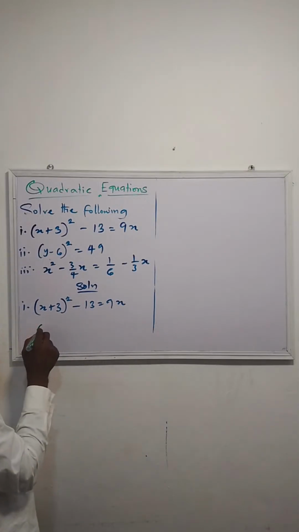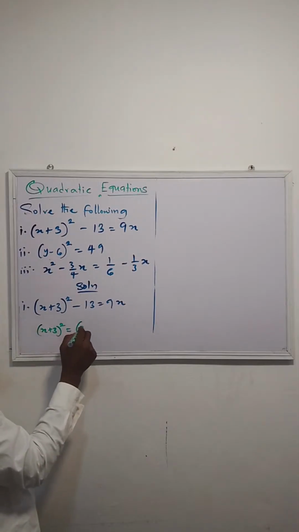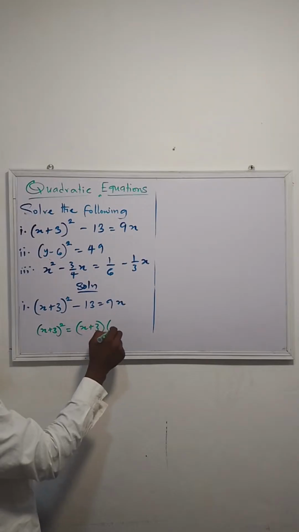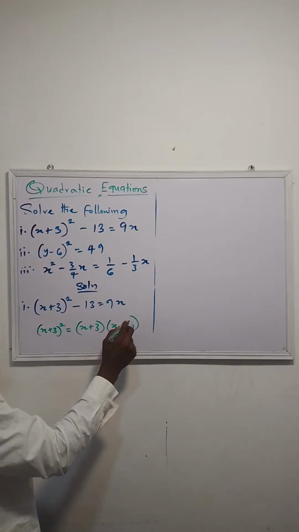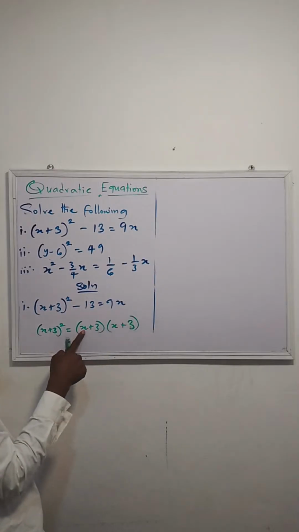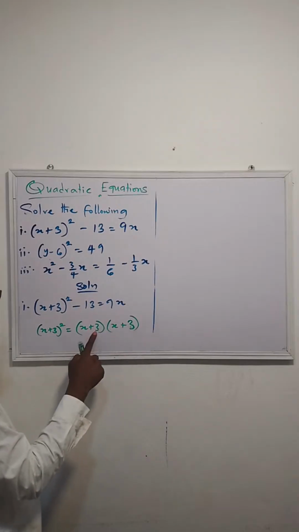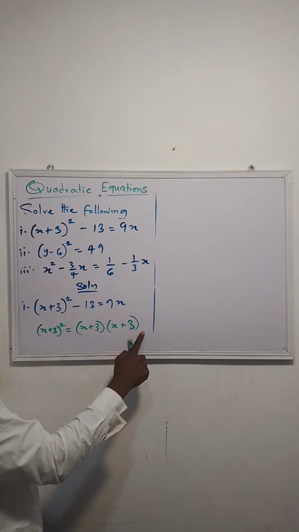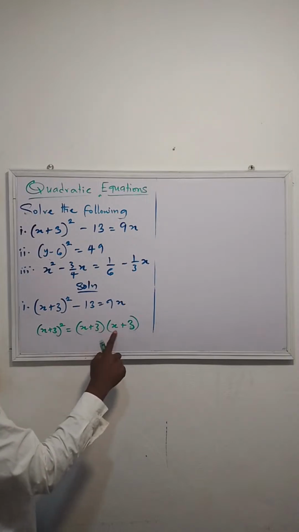(x plus 3) raised to the power of 2 is the same thing as (x plus 3) times (x plus 3). So what do we do now? The first term we have here, which is x, multiplies everything we have here. Then we pick the second term, and it multiplies everything we have here. So now let's pick the first one. x multiplies everything we have here.